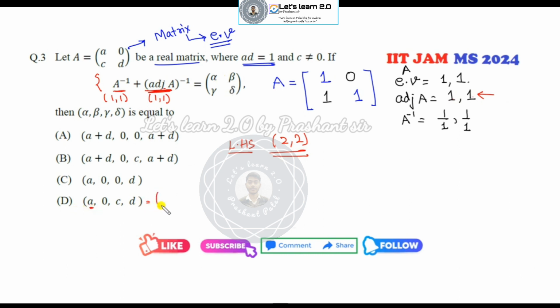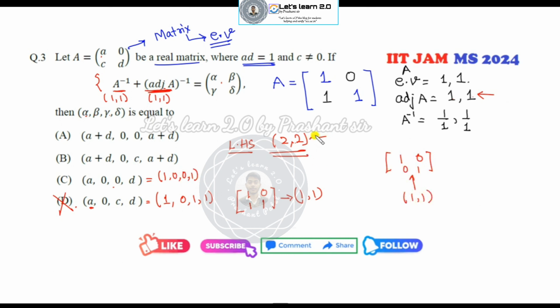So look at this value. A is my 1 according to this. B is 0 and here, what is that? It will be alpha, beta, gamma, delta. So this is 1, 0, 1, 1. What are the eigenvalues of this? 1, 1. But we need 2, 2. So this option is cancelled. Look at this one. This pair is 1, 0, 0, 1. Again the eigenvalues are 1, 1. But we need 2, 2. This option is also cancelled out.